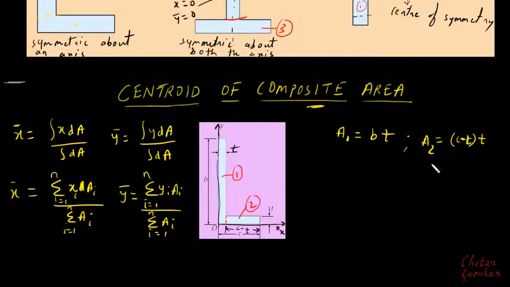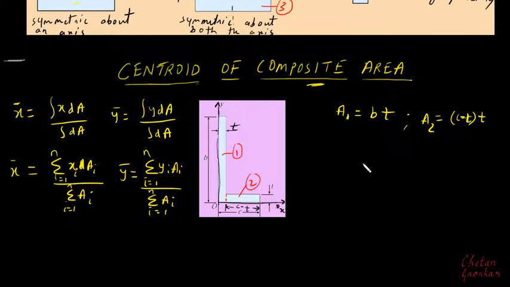Fine. Then I need to find where is x1. Now I need to locate the x1. So x1 is nothing but the distance of the centroid of area 1 with respect to y. By looking at this first shape, we know that it is a rectangle, so its centroid should lie exactly at the center of this thickness T. So x1 will be T by 2.